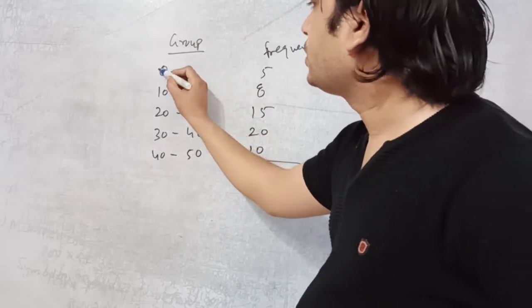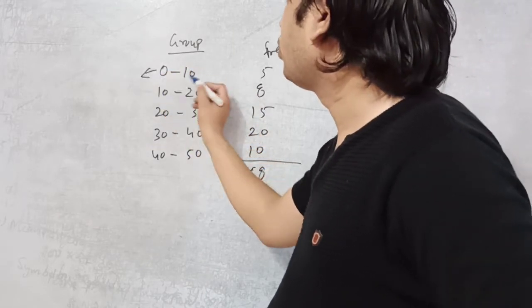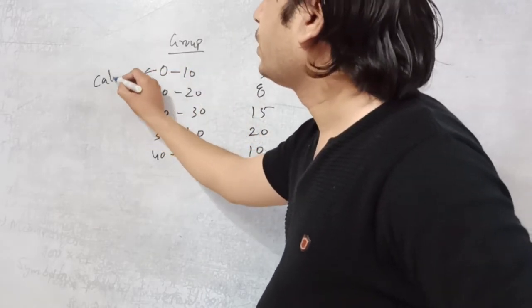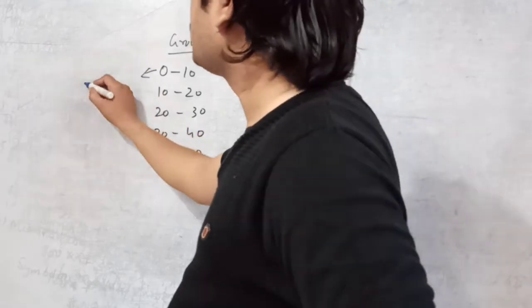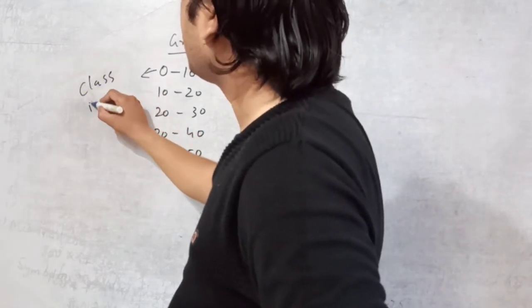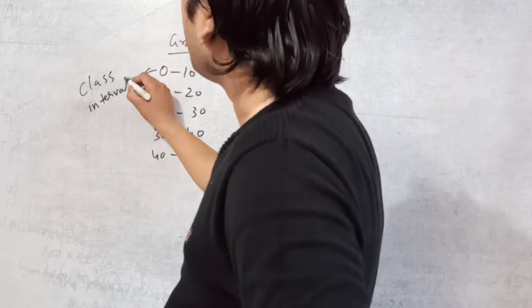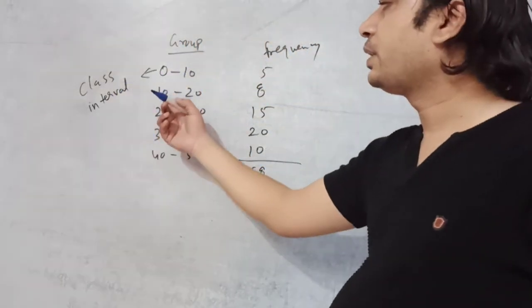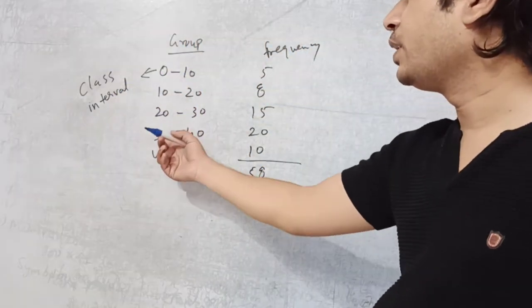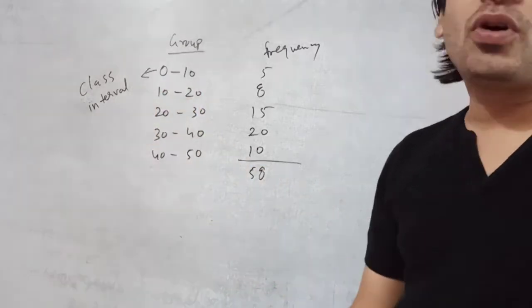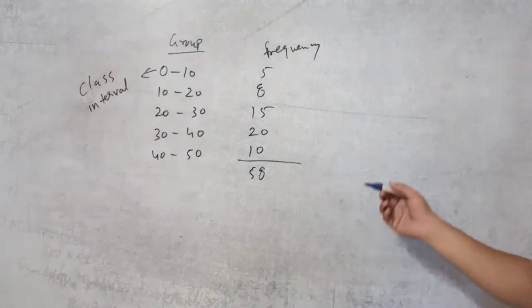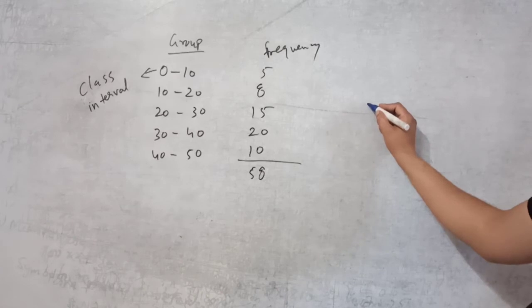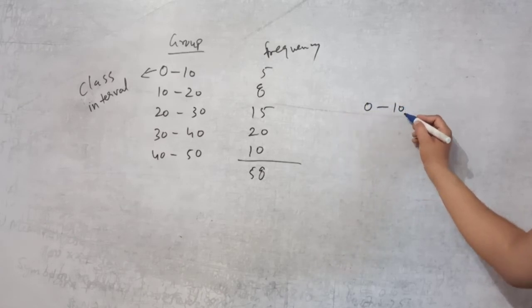So this is known as the interval. The 0 to 10 is called the interval. This is known as the class interval. So 0 to 10 is the class interval, 10 to 20 is also, 20 to 30, 30 to 40, 40 to 50. This is all known as the interval. In this interval, suppose we are taking 0 and 10.